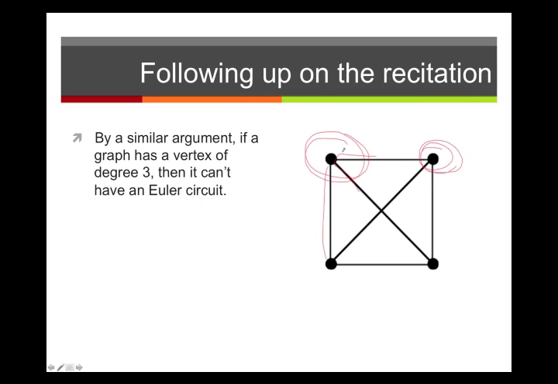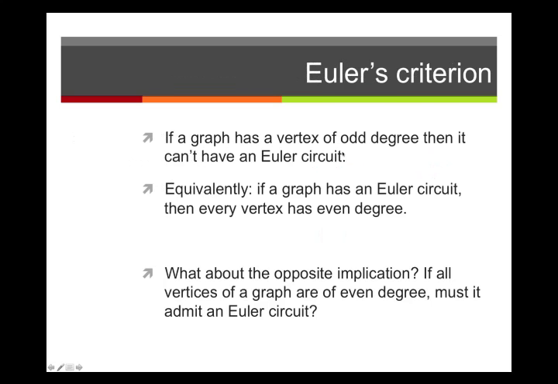In fact, as you think about this argument again, you realize that it doesn't really matter whether the degree is 1 or 3. The only important thing is that it has a vertex of odd degree. If there is a vertex of odd degree, then your graph cannot have an Euler circuit. So this is a quite general fact. If a graph has a vertex of odd degree, then it can't have an Euler circuit. Equivalently, to say it sort of backwards, if a graph has an Euler circuit, then every vertex has even degree.